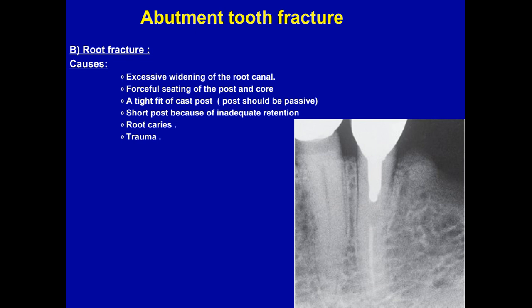especially the cast post. If it is tight, it will result in accumulation of internal stresses and vertical root fracture. The post should always be passive, either prefabricated or custom post. It should always be passive inside the root canal. Another cause is a short post because of inadequate retention, which results in mobility and leverage of the root tooth structures and results in vertical fracture or root caries. And the last cause is trauma.